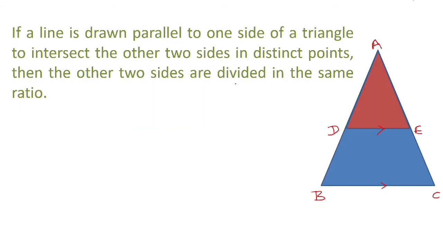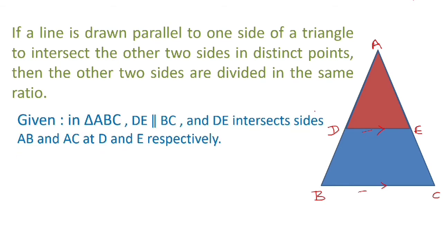In the statement, two parts are given. The first part is the given part, and the second one is what we have to prove. See the first part: a line is drawn parallel to one side of a triangle. Take DE parallel to BC. DE is drawn parallel to BC and intersects the other two sides in distinct points. DE intersects AB at D and AC at E. D and E are distinct points and DE is parallel to BC.